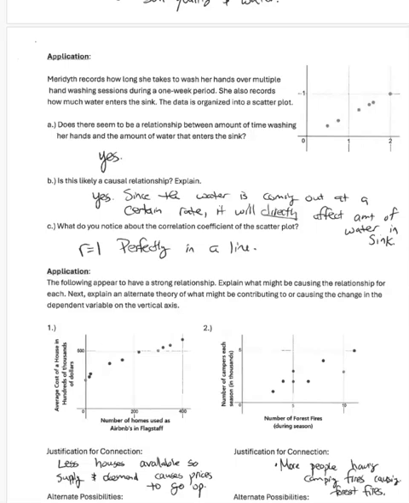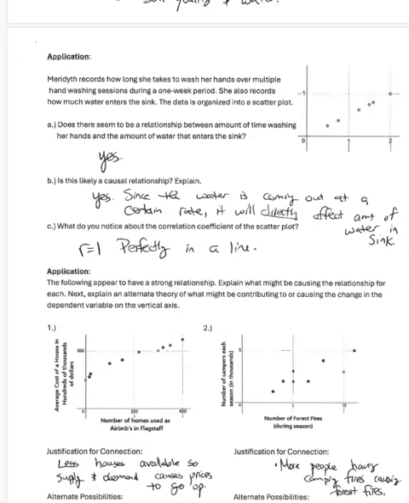This one right here says Meredith records how long she takes to wash her hands over multiple hand washing sessions during a 1-week period. She also records how much water entered the sink during that. The data is organized into a scatter plot. It says, does there seem to be a relationship between the amount of time washing your hands and the amount of water that enters the sink? And the answer is yes. As one increases, the other one increases. They seem to be falling somewhat in a line, so there does seem to be a positive correlation between those.